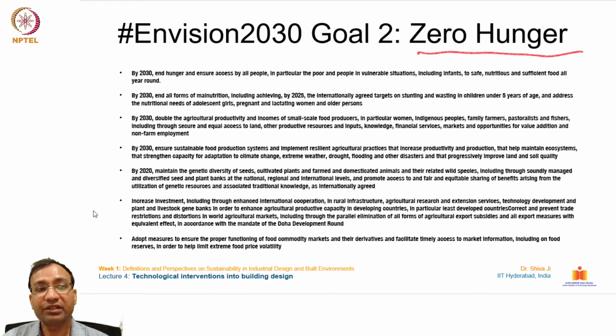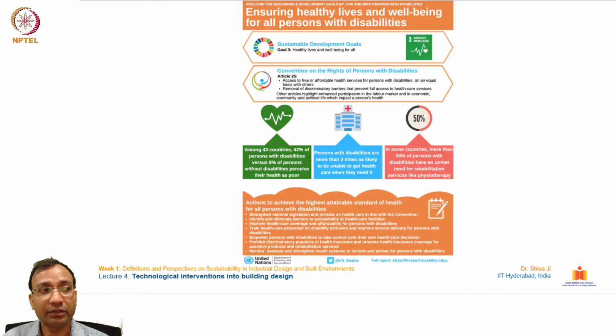Further, adopt measures to ensure the proper functioning of food commodity markets and their derivatives, and facilitate timely access to market information, including on food reserves, in order to help limit extreme food price volatility. So these are the action points decided to deal with the zero hunger United Nations Sustainable Development Goal.